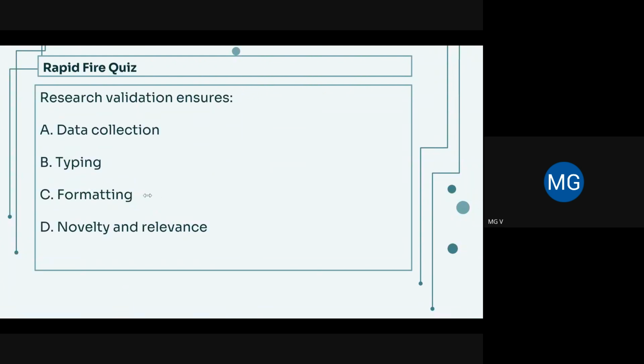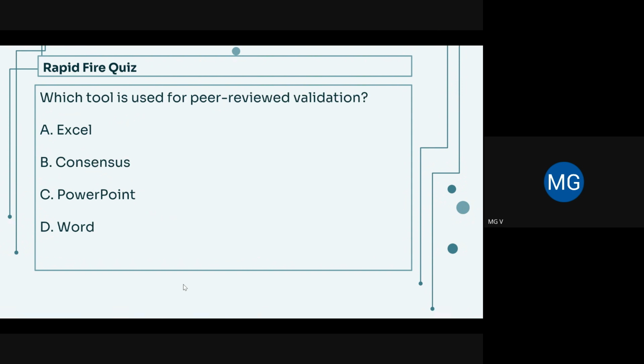Then we have certain queries. Research validation ensures novelty and relevance. Right. Which tool is used for peer-reviewed validation? Yes. Right. It is B, Consensus.